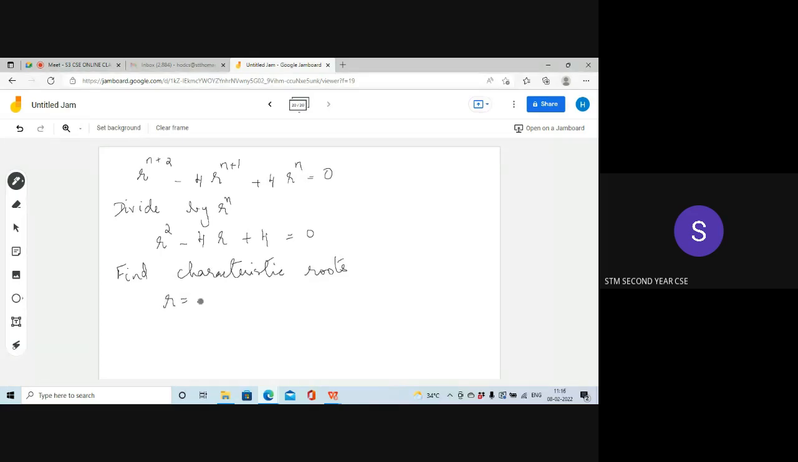r is equal to minus b plus or minus root of b square minus 4ac by 2a. Here, a is equal to 1, b is equal to minus 4, and c is equal to 4. When I substitute this, what I get is r is equal to 4 plus or minus root of 16 minus 16 by 2, and that gives 2. Very good, you got 2. So here this is a second order equation, the degree is 2, so you will have 2 roots and the roots are the same, that is 2.